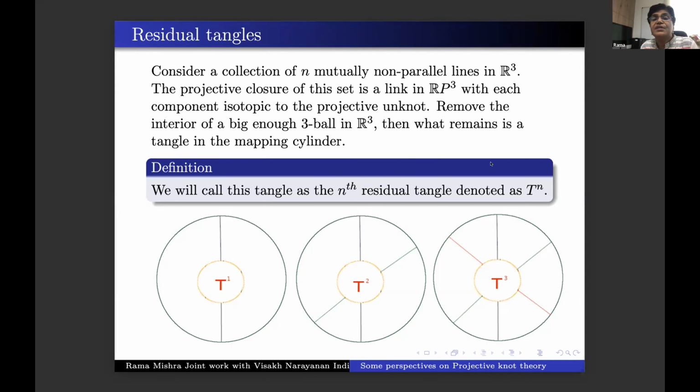So if we remove the interior of a big enough ball in R3, you have a lot of lines inside R3, you choose a big ball and just remove the interior. So what remains is something like a tangle. So why are we looking at that? Because if you remove a ball from RP3, it separates RP3 into 2 parts. You have an interior, which is like a ball, and the complement is a mapping cylinder.